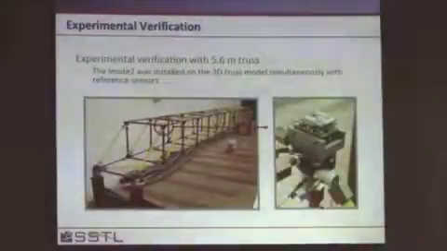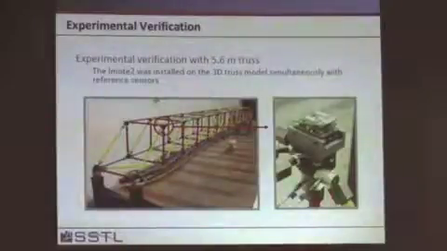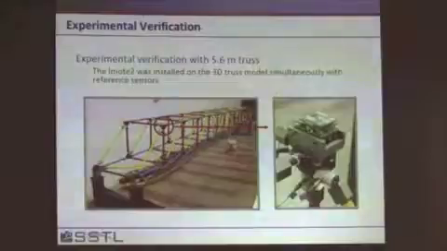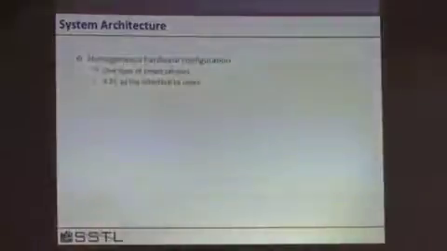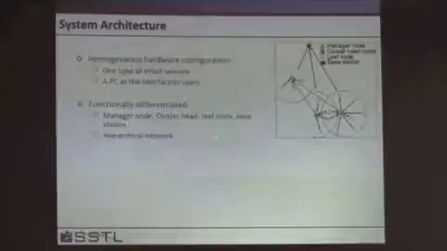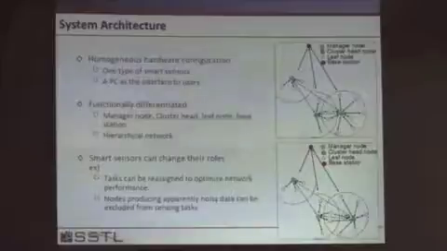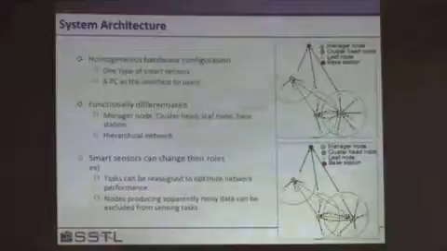This logic was all built into this iMote2 by Tomonori Nagayama. We had some reference sensors on here so that we could ensure that the data being collected was accurate. And so the system architecture: homogeneous hardware configuration, functionally differentiated, that is, you had manager nodes, cluster heads, leaf nodes, so we had this distributed computing strategy implemented. This hierarchical network was implemented on the network, and the smart sensors could change their roles depending upon the configuration needed, so they were task-based.